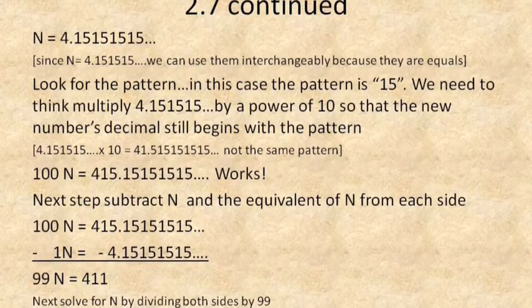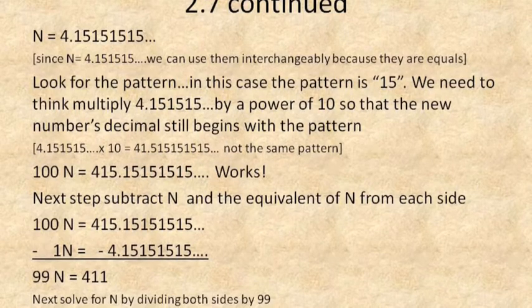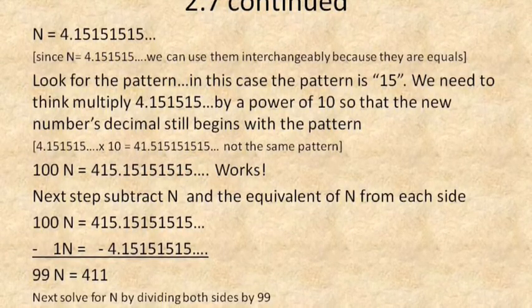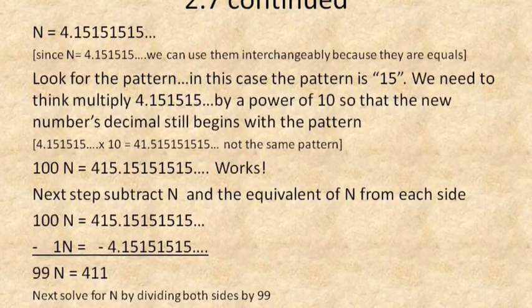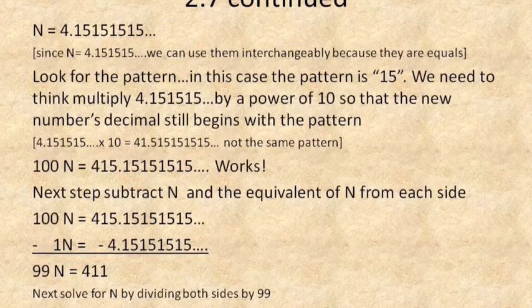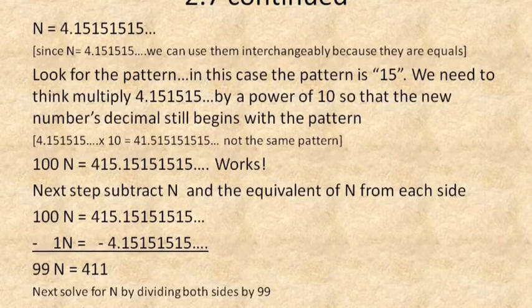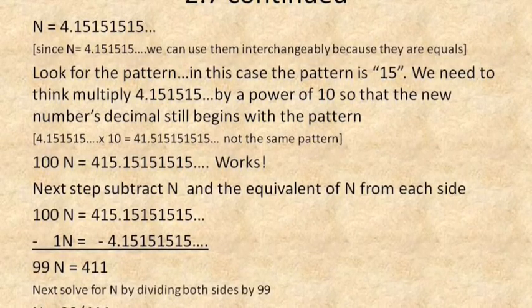The next step would be to subtract n from each side and the equivalent for n on the other side. So 100n, subtract 1n, 415.151515, subtract 4.151515, we notice that all of the numbers to the right of the decimal become 0, 0, 0, 0, 0, unending. We are now left with 99n on the left-hand side and 411 on the right.